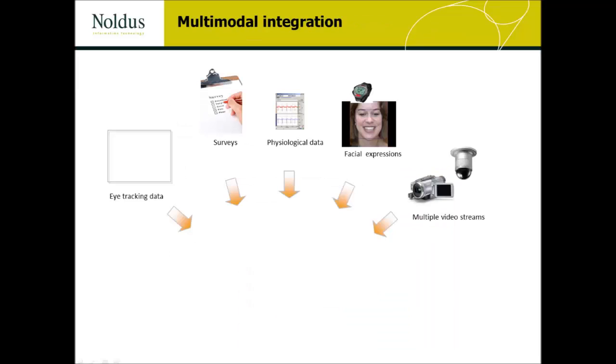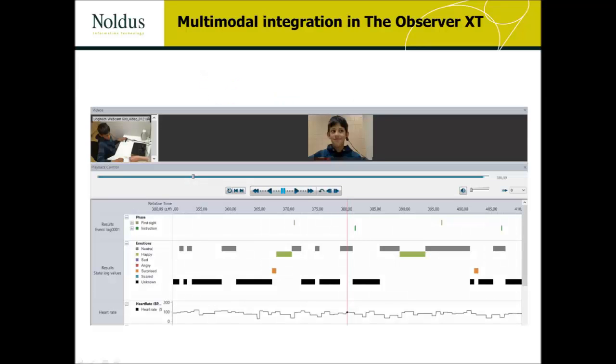Measuring behavior, facial expressions, eye tracking data, physiological data and brain responses means multiple data streams which can be integrated and synchronized in the Observer XT software. Synchronization is important, of course, to interpret the data and to draw the correct conclusions. The Observer XT allows you to start all your data acquisition equipment with the press of one button. The results may look like this: manually coded events, facial expressions, heart rate data and multiple videos all in sync.